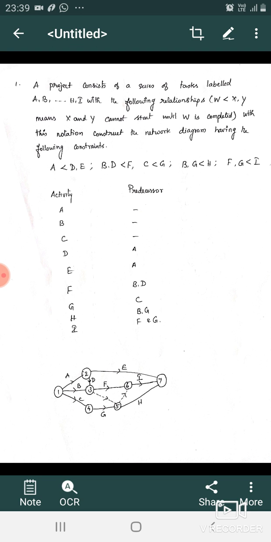Now let us write the predecessors. There are no predecessors for the activities A, B and C. And A is the predecessor for D and E. B and D are the predecessors of F. C is the predecessor of G. B and G are the predecessors of H. F and G are the predecessors of the activity I. So A, B and C are the starting activities.